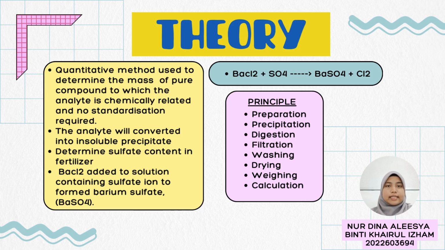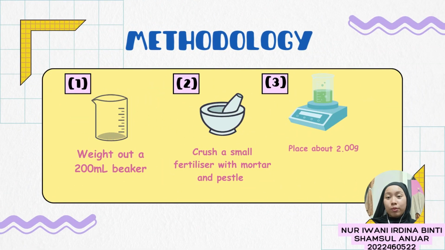By following these steps, we can determine the precise amount of a specific compound within the sample, making gravimetric analysis a valuable tool in both academic and industrial settings. Thank you. Then we have the methodology.